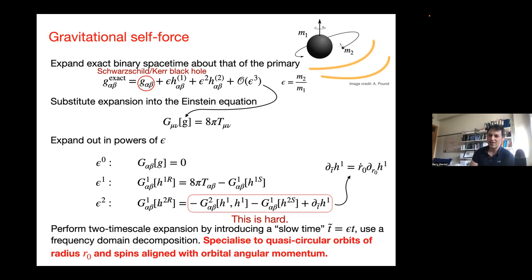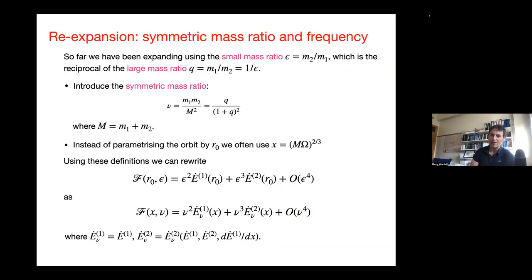There are a couple of tweaks that we can make to this scheme to make it converge better as a series expansion. And those are as follows. What I've written down is a series expansion of the Einstein equation in the small mass ratio epsilon. We also have this Q, which is 1 over epsilon, a big number greater than 1. But it turns out to be better, in the sense of more accurate, to not expand in epsilon, but to expand in this symmetric mass ratio nu.